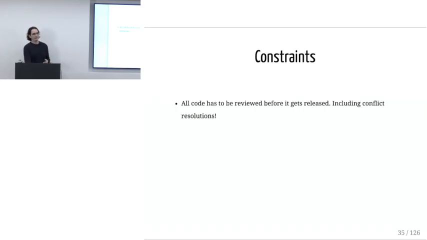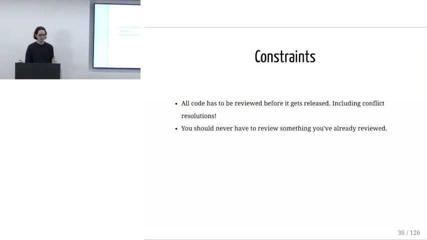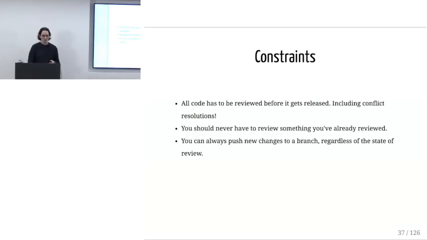A very easy thing to do is just review the entire state of the entire code base anytime anything changes. But that's terrible. So we don't ever want to duplicate review. If you've already reviewed a change, we don't want to have to review it again. And we would also like to be able, while we're in the middle of reviewing a branch, to make changes to it.